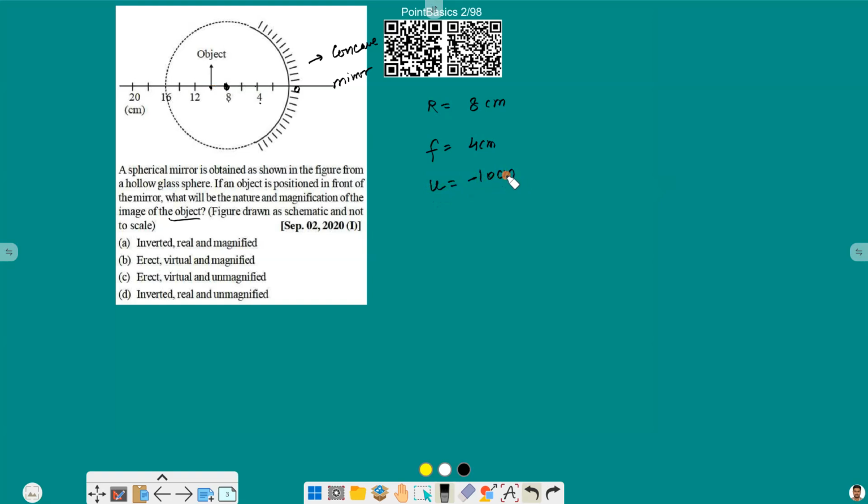minus 10 here. So we know in case of a concave mirror, if the object is beyond the focus, on the left side of the focus, then the image will be real. Image will be real and diminished. And if it is real, then it will be inverted also.